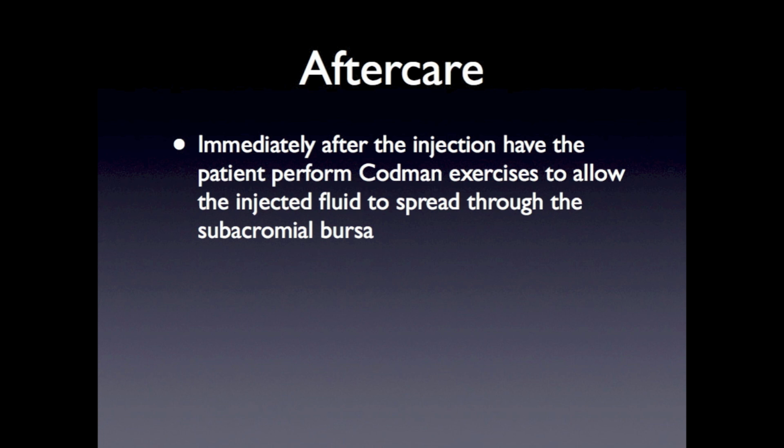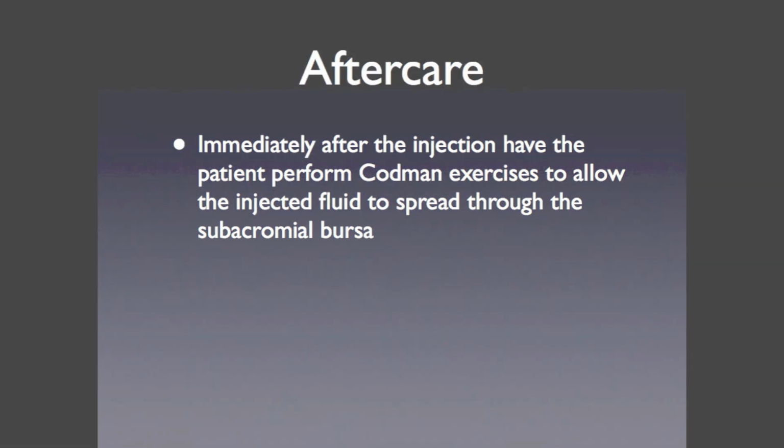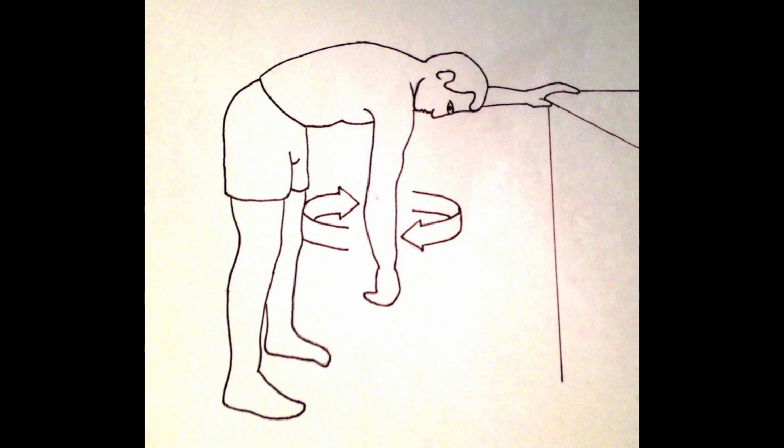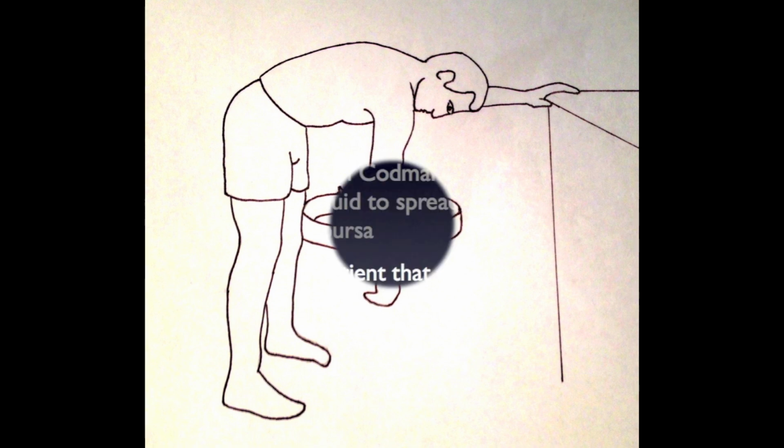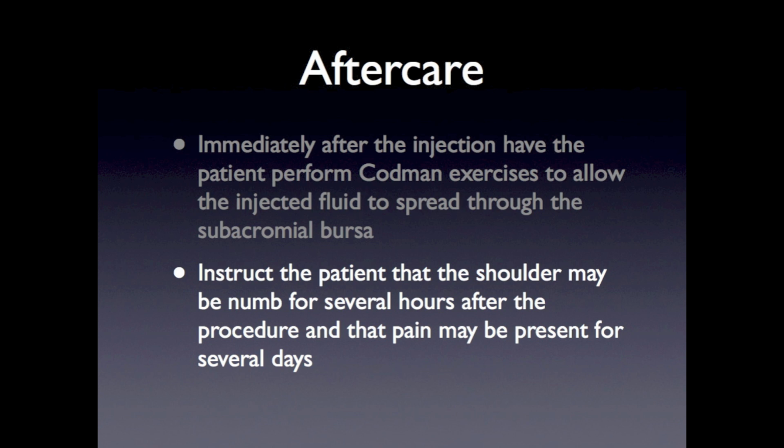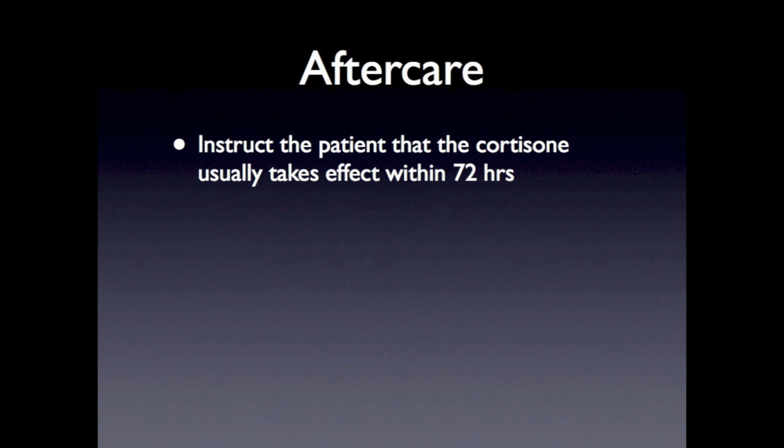After the injection, you should have the patient perform Codman or gentle range of motion exercises to spread the injected fluid through the bursa. Instruct the patient that the shoulder may be numb for several hours after the procedure and that pain may be present for several days. The cortisone usually takes 72 hours to take effect.